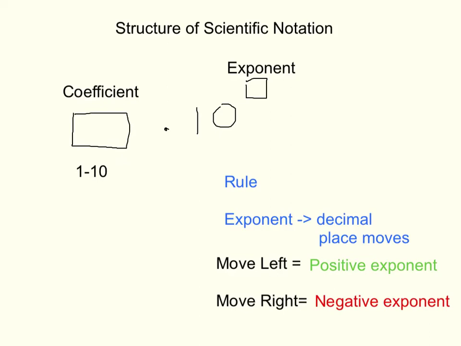Please pause the video and make sure you get these notes down. The structure of scientific notation, which is a coefficient between 1 and 10, multiplied by a base 10 with an exponent. Also make sure you get down our exponent rules on the bottom. The exponent is discovered by the number of times the decimal moves, and we also have to remember a movement left is a positive exponent and a movement right would be a negative exponent.